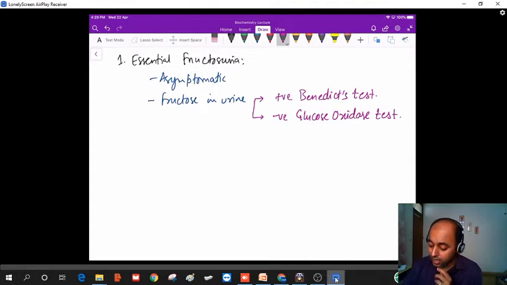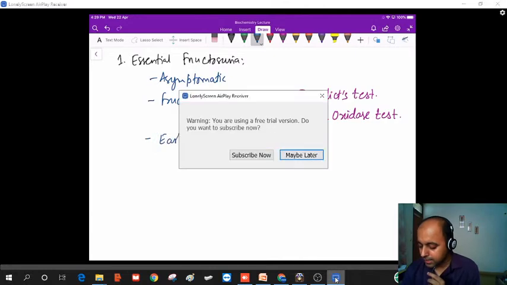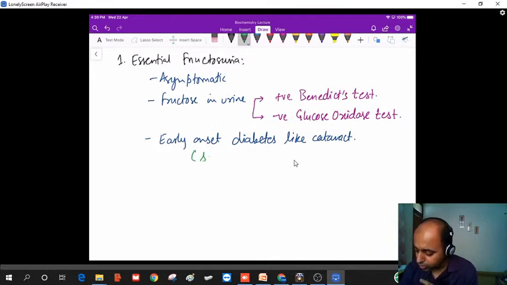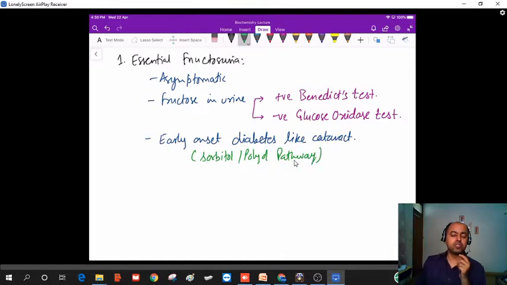Other symptoms are not there. Lastly, you can have early onset diabetes-like cataract. The procedure is the same as in diabetes, via the sorbitol or the polyol pathway. The excess fructose gets converted to sorbitol, which will get deposited in the lens. It will absorb the water and it will cause the cataract. Early onset diabetes-like cataract by the age of 12 to 15 years will be seen. Everything else is normal.